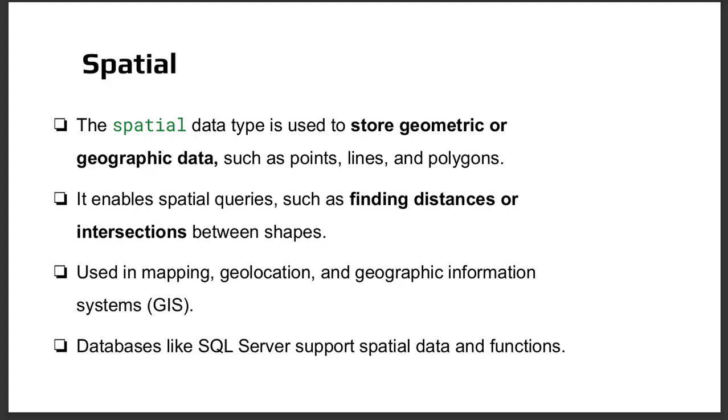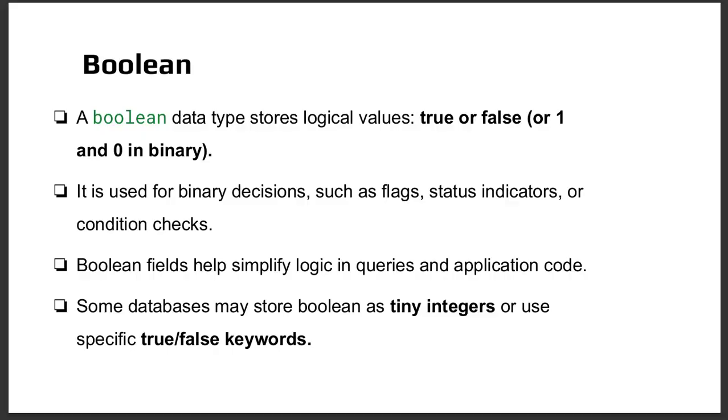Boolean is a data type that we use for binary decisions. A Boolean data type will return one of two values, either true or false, and if we are using binary notation, 1 and 0. 1 corresponds to true, 0 to false. We use Boolean data types for binary decisions, condition checks, status indicators, or flags that can occur within our queries to the database.